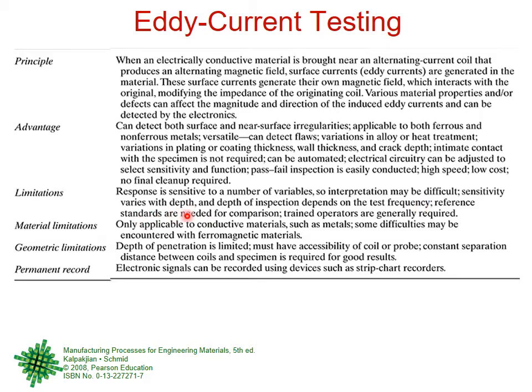Reference standards are needed for comparison, and highly trained operators are generally required, because if magnetic eddy currents are coming from a part without a flaw, then it is one type of pattern. Then when they are coming from a flaw area, then they are different. And maybe the magnetic flaws they come from steel are different than from aluminum alloys and so on, right? So very expensive plus high training again.